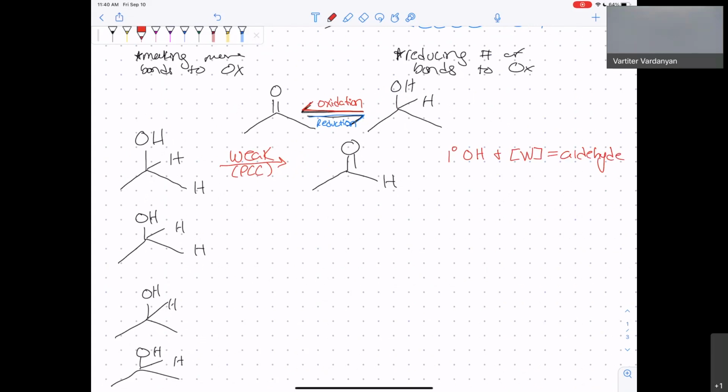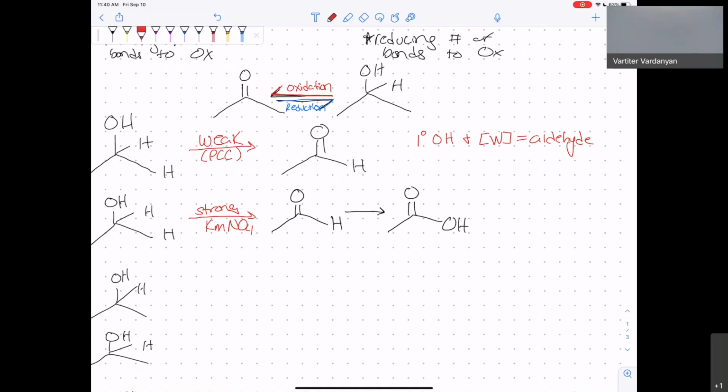If we use a primary alcohol, but we use a strong reagent, and we can use any of those, say KMnO4, we will make the aldehyde, but then we go one step further, and can anyone tell me what it turns into? Carboxylic acid. So a primary OH plus a strong reagent equals carboxylic acid.